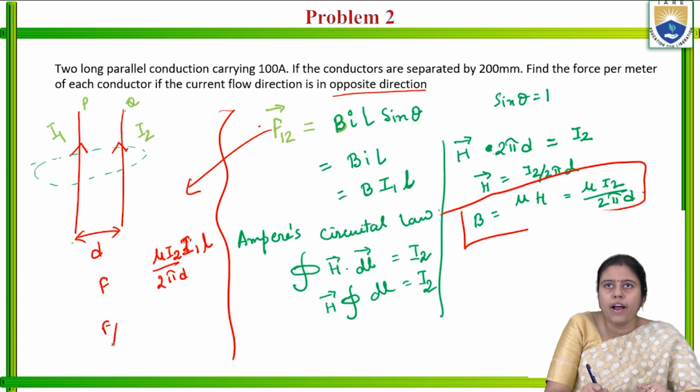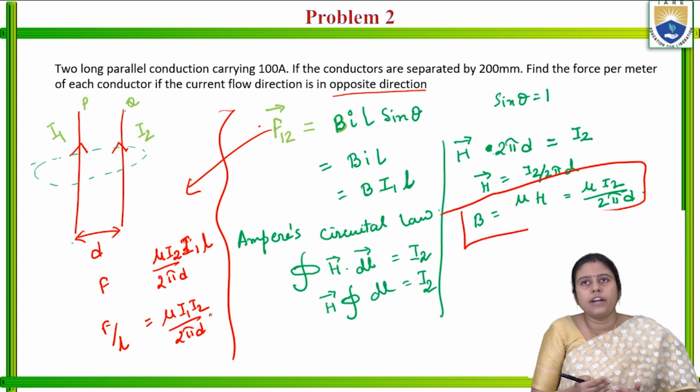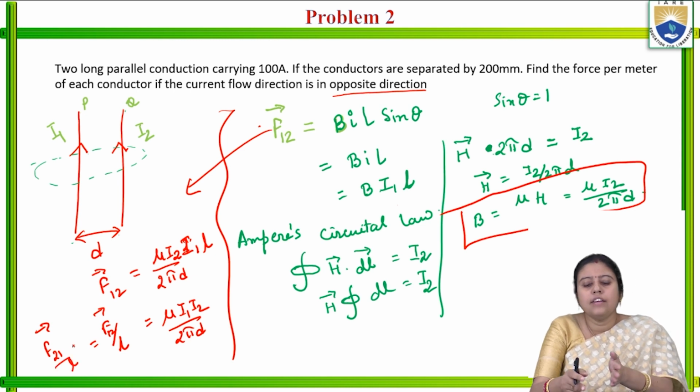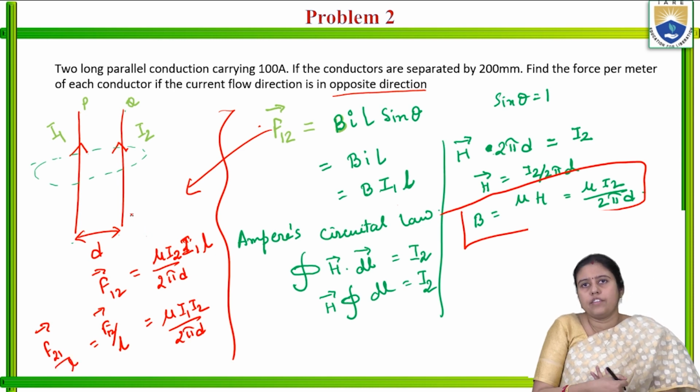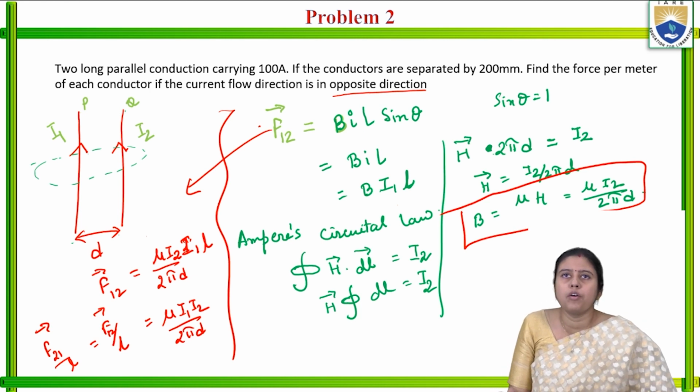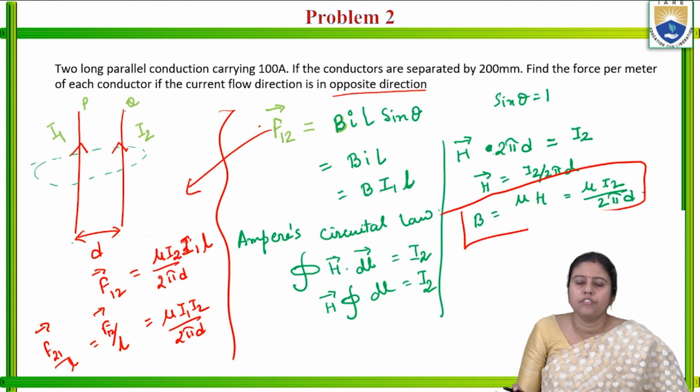So force per unit length, we can write mu I1 I2 by 2 pi d. If we calculate the F21, it is the same as F12. We will get the same in the case of F21, the force on the second coil due to the first coil. So in this problem we will use this formula to calculate the force.